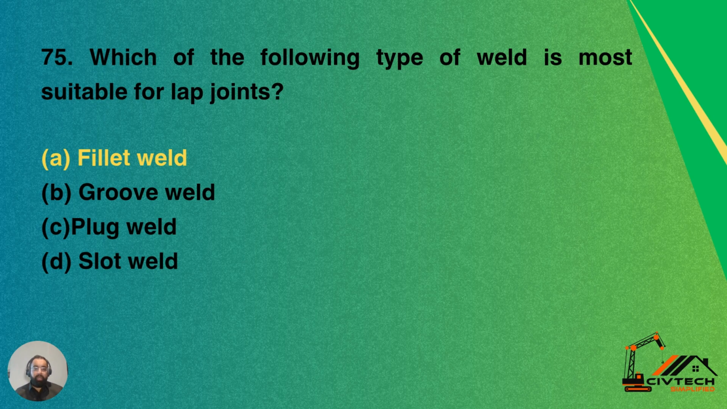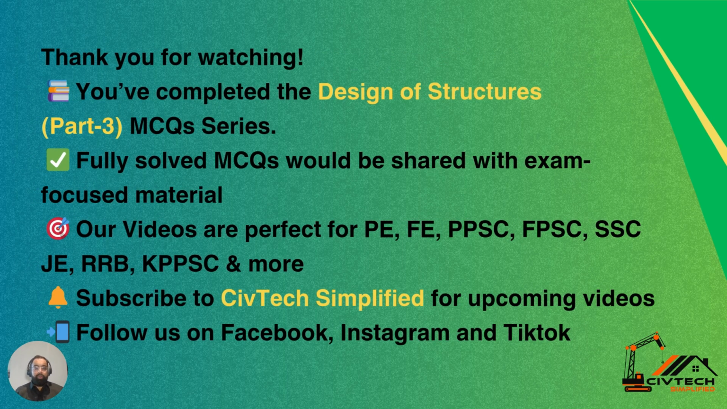Question 75. Which of the following weld type is most suitable for lap joints? Option A. Fillet weld. Option B. Groove weld. Option C. Plug weld. Option D. Slot weld. So the weld type most suitable for lap joints is option A, fillet weld. So A is the correct answer. Fillet weld is commonly used for lap joints.